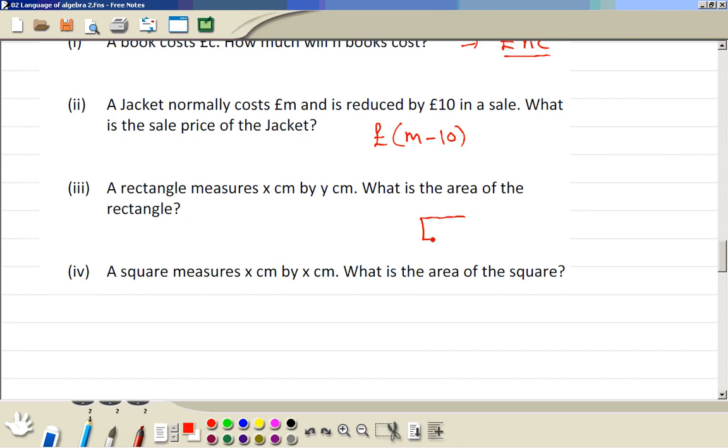The rectangle has length x, width y, area is length times width, so area is x times y, which is xy. Because we have centimeters, for area we have to write next to it centimeters squared. x times x, so area equals x squared and centimeters squared.